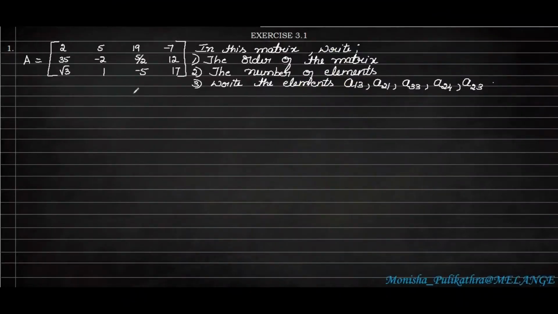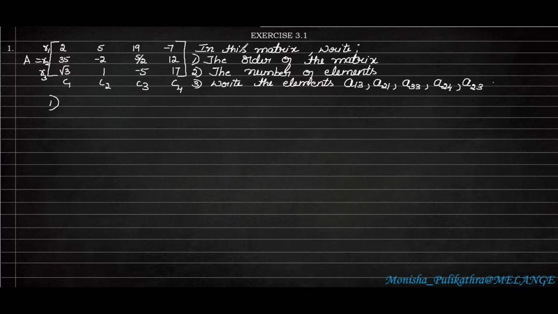Moving on to the first question. Here a matrix is given, where there are 3 rows and 4 columns. The horizontal line is considered a row and the vertical line is considered a column. So this is row 1, row 2, row 3, and this is column 1, column 2, column 3 and column 4. They have given a set of questions which we have to answer.